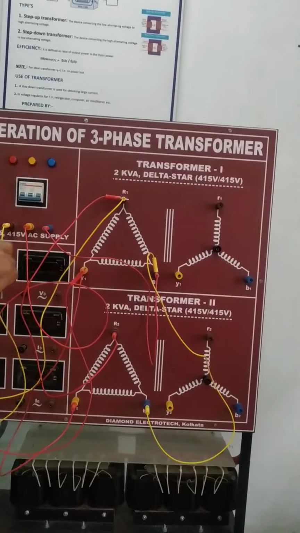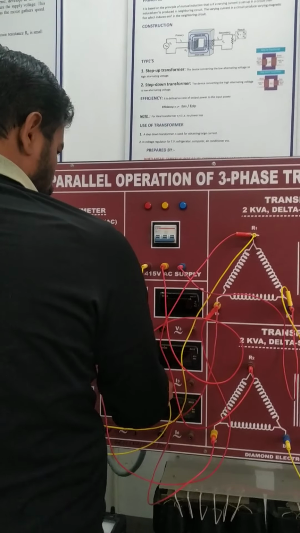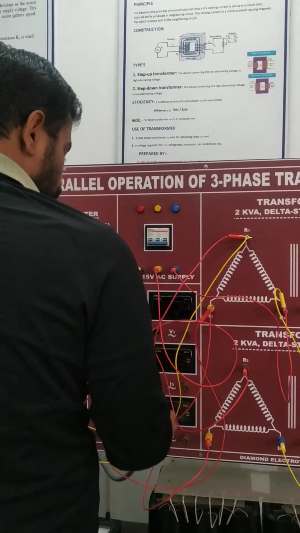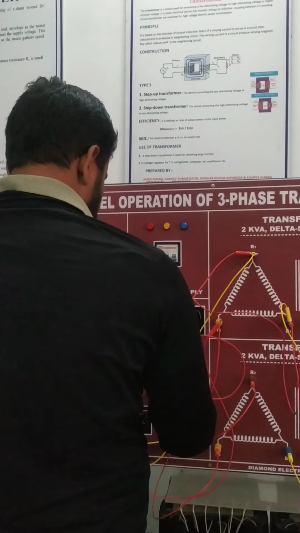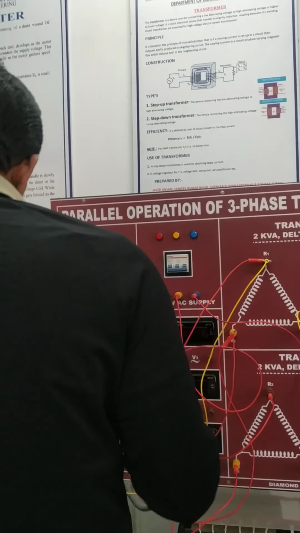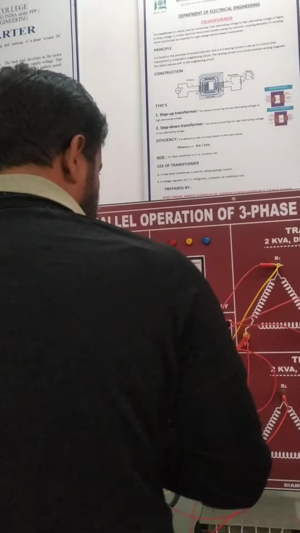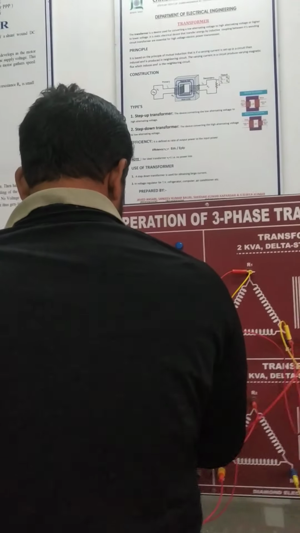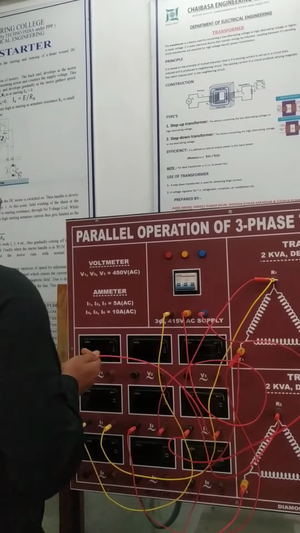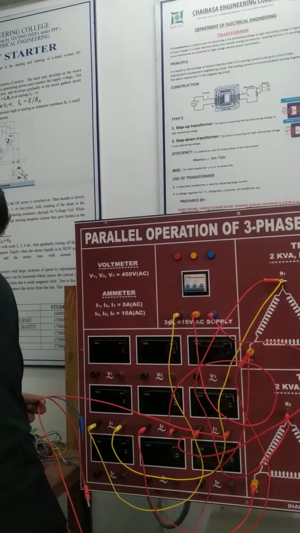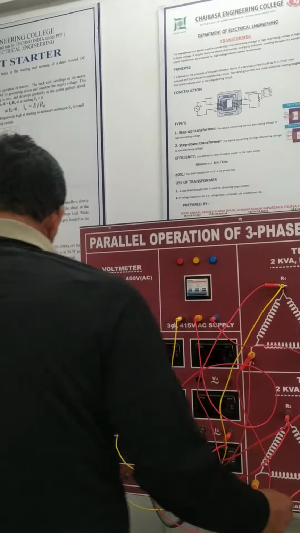So you may observe the connection. Do you have the circuit diagram? You may see the connection of the primary side and secondary side and load of the two winding transformer. Just see how we can connect the primary winding and secondary winding of the two transformers, the primary side and secondary side also. Okay.